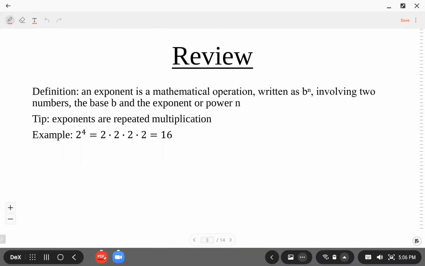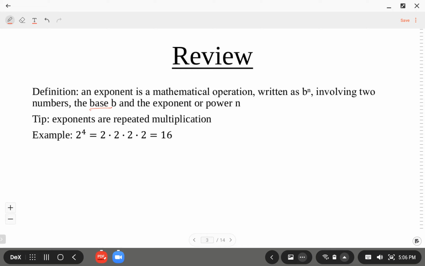So first we're going to start with the review, of course. So what is the definition of an exponent? An exponent is a mathematical operation. It's usually written as b to the nth power, involving two numbers, the base b and the exponent or power n. Remember, the base is very important, okay? And I'll talk about that when we're talking about properties of exponents later. So let's review.